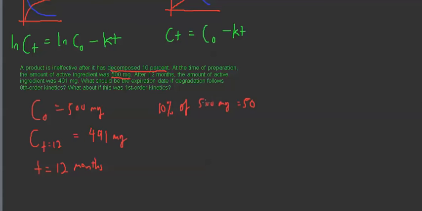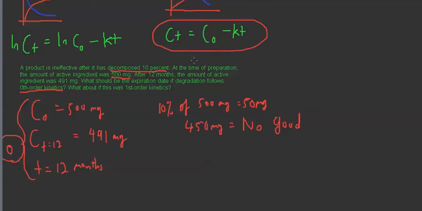But it's not saying, okay, when the amount reaches 50 milligrams, it's inactive. No, it's saying after it has decomposed 10%. So once this 500 milligrams loses 10% of its concentration, then it's inactive. So in reality, once it hits 450 milligrams, no good. Okay, so we know that. The last thing that we know is that it's zero order kinetics. And the other thing that should automatically click in your head, we have to use the zero order equation. So let's check it out.